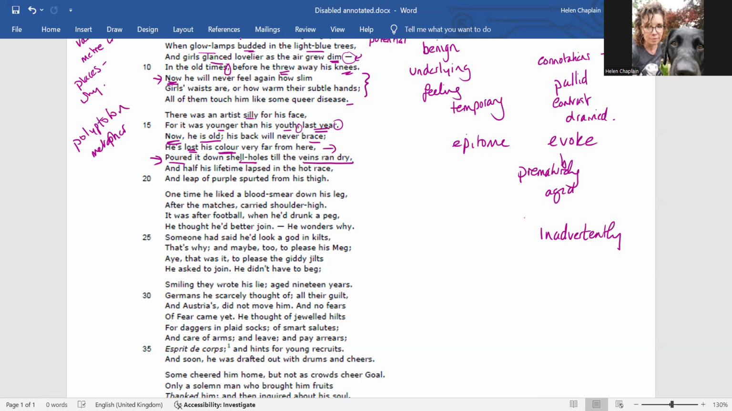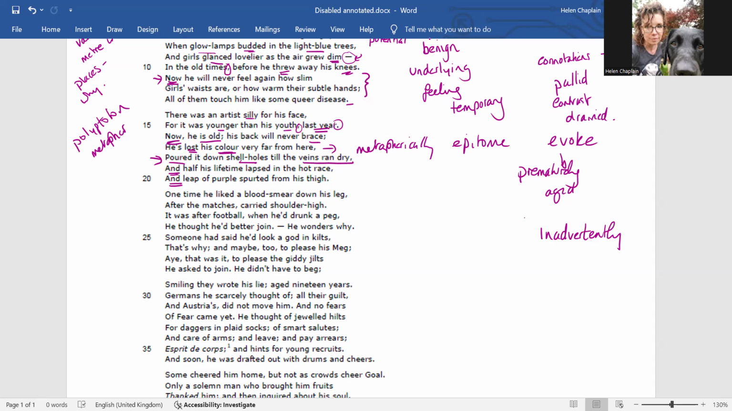all of his lifeblood. He has poured his blood until, again, metaphorically, because he didn't actually bleed out on the battlefield. He will have seen people who did, but metaphorically, he's poured away his future, his life, his energy, his color. And we get this repetition of and, a bit more anaphora, you can call it polysyndeton, in terms of that list, that repetition of a conjunction.